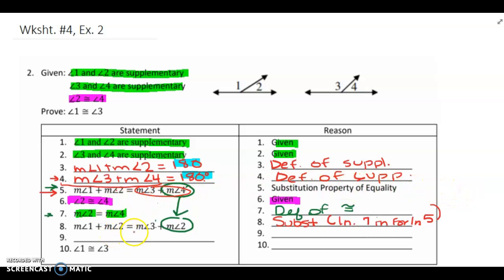All right, now from here, guys, notice there's a measure of angle 2 on both sides, so I can subtract measure of angle 2 and subtract a measure of angle 2. And if I do that, then I get measure of angle 1 equals measure of angle 3. That's the subtraction property of equality. And guys, if I know they are equal, I know they have to be congruent just by definition of congruence.